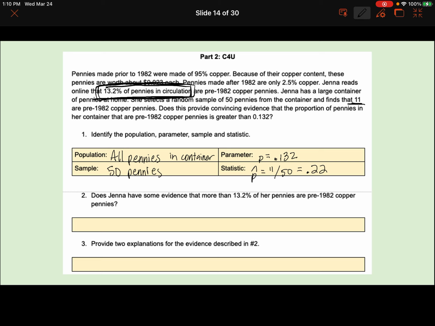Okay, so question 2. Does she have some evidence that more than 13.2% of her pennies are older pennies? Yeah, sure. Her sample was much larger than 13.2. Her statistic, 22%, was higher than 13.2.